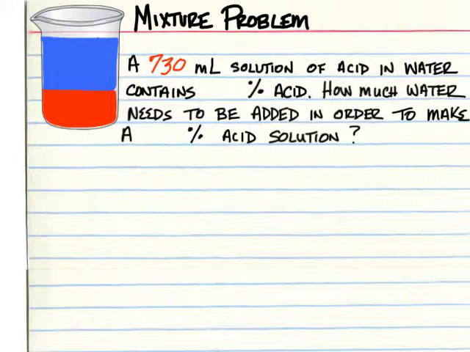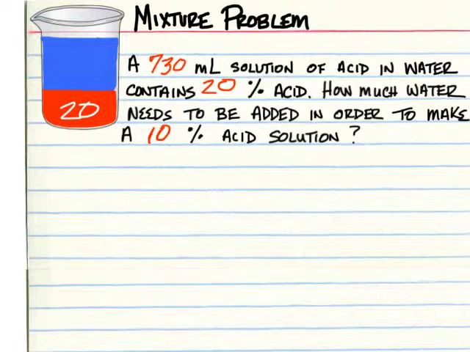A 730 milliliter solution of acid in water contains 20% acid. How much water needs to be added in order to make a 10% acid solution? So think of it like this. This is 20% acid in that container. The rest is water. What you have to do is find out how much water you have to add to that container to make that not a 20% solution, but a 10% solution. You add so much water that the acid becomes 10% in comparison to the water that's with it.